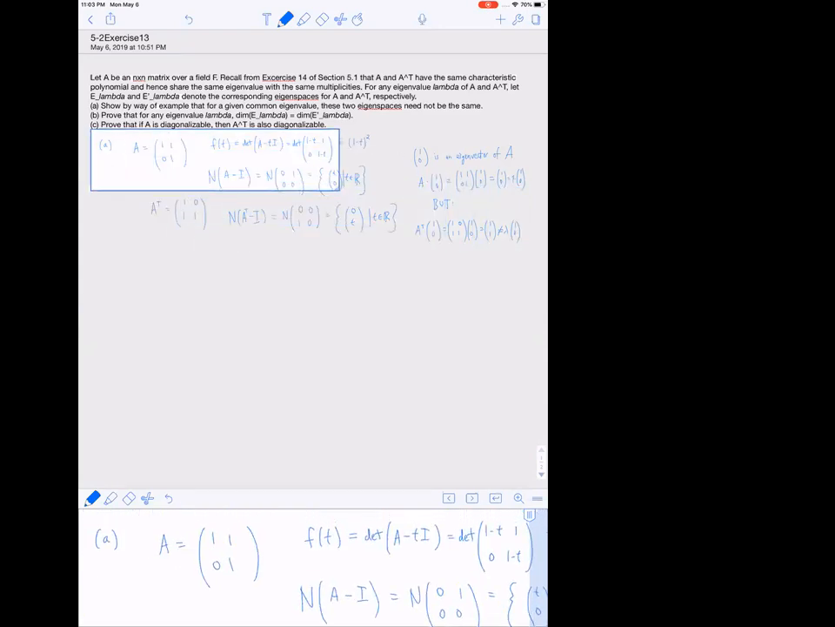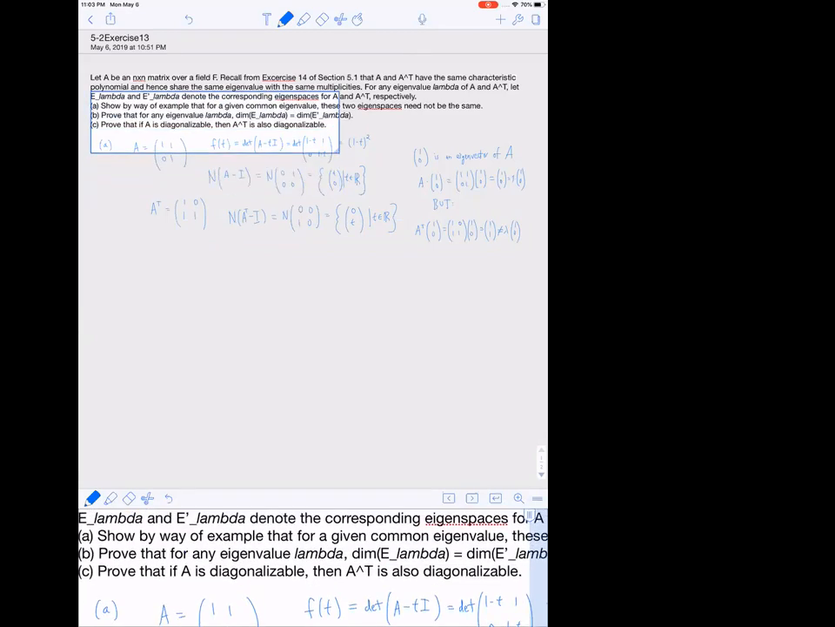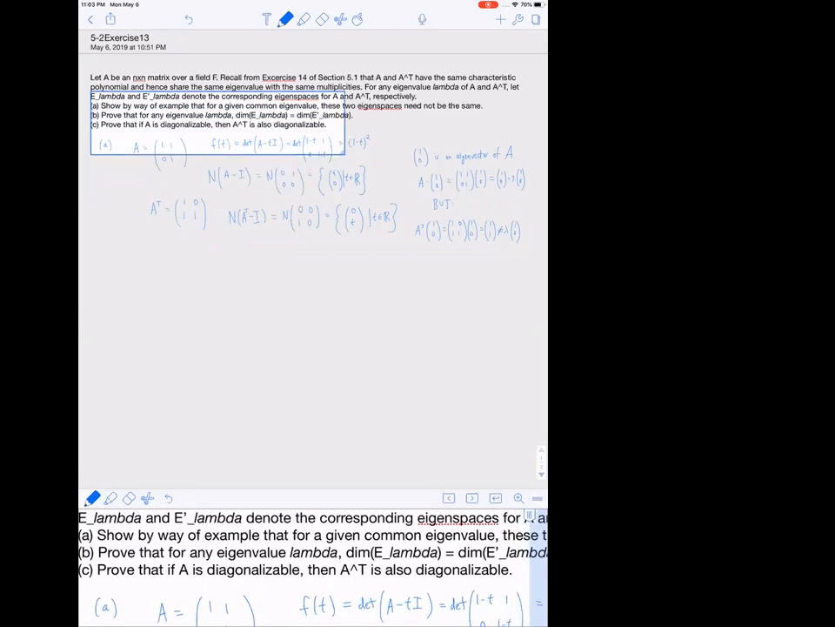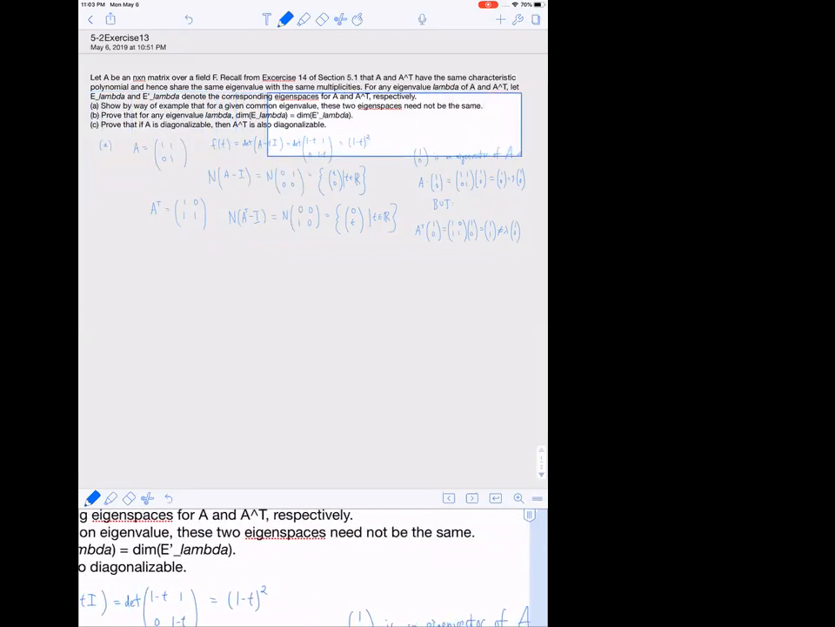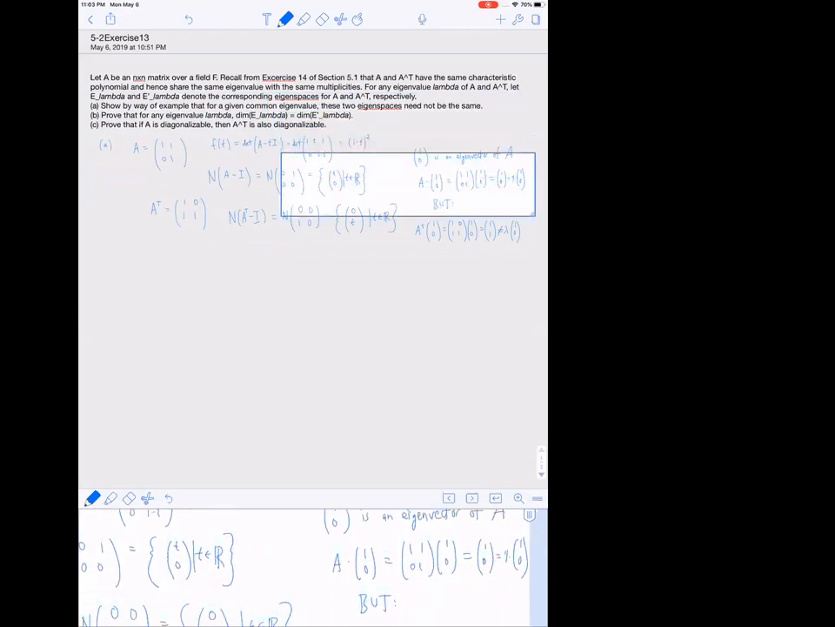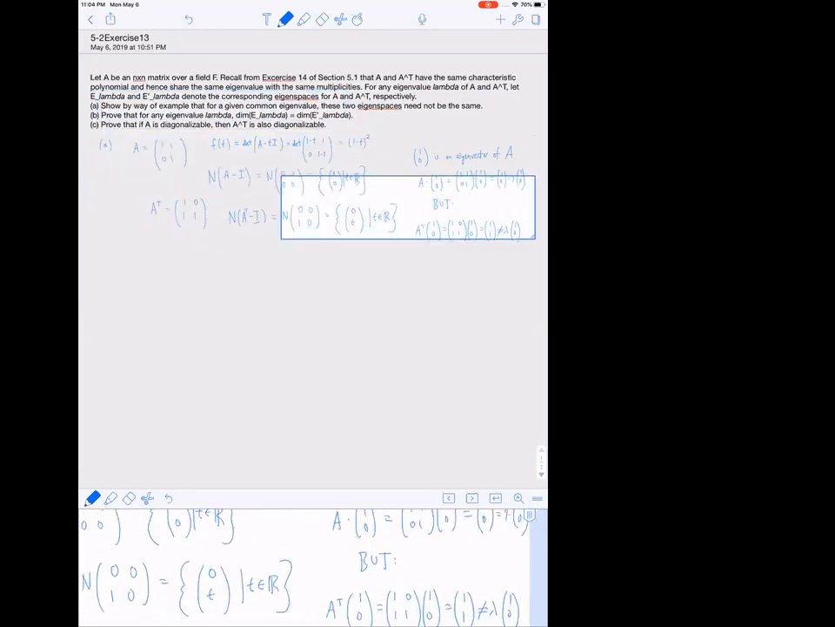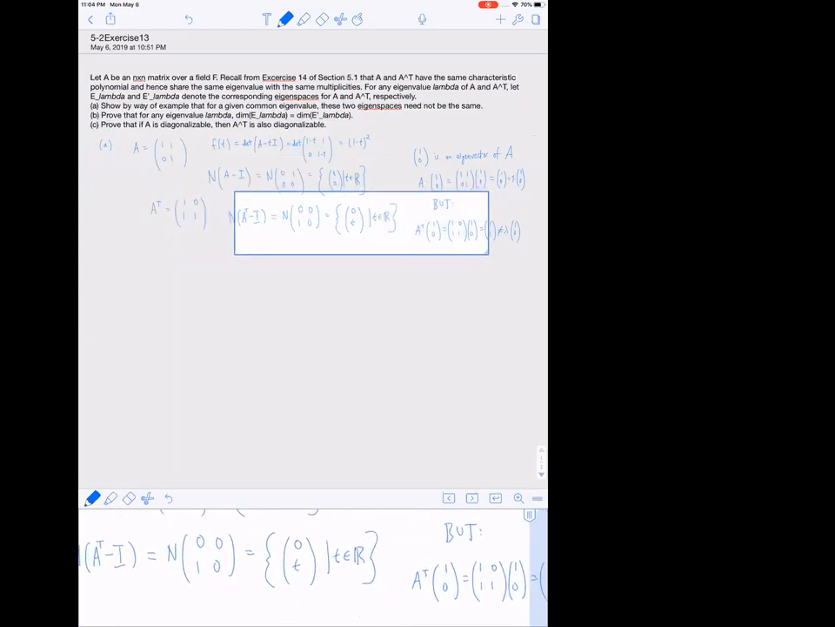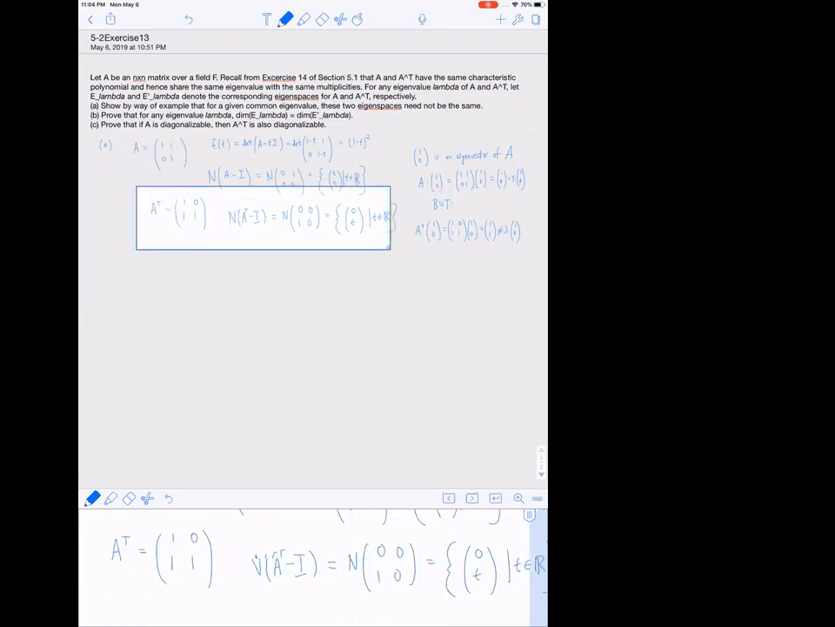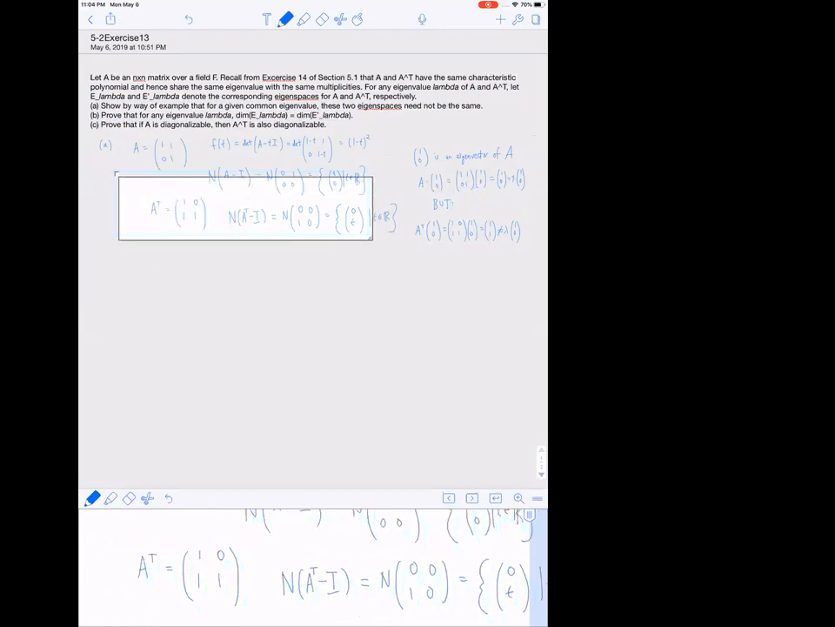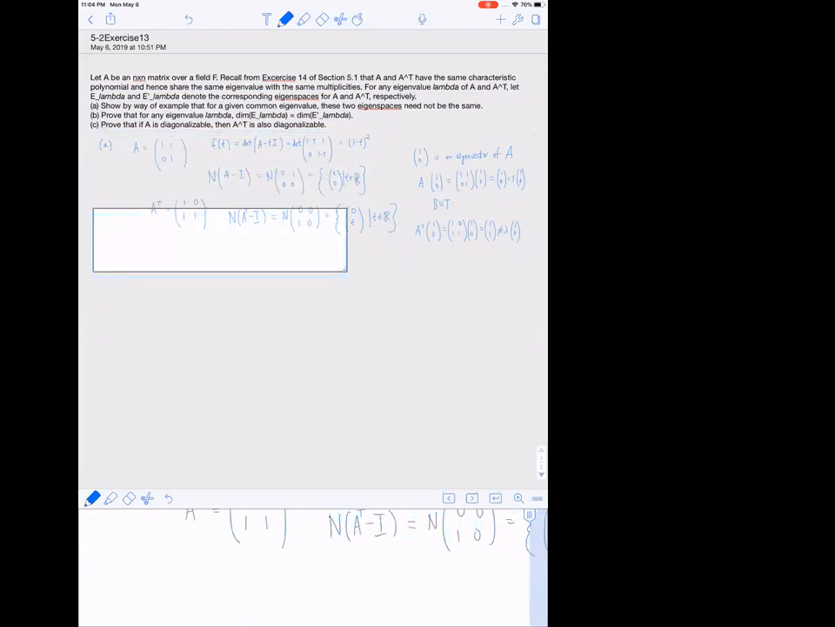So great, just by trying out a relatively simple example 2 by 2 matrix, we can show part A, that for a given common eigenvalue, the eigenspaces need not be the same. There are vectors that are in the eigenspace E lambda that are not in the eigenspace E prime lambda. And probably this works vice versa as well. You could show that, for instance, 0, 1 would be an eigenvector for A transpose, but not be an eigenvector for A.